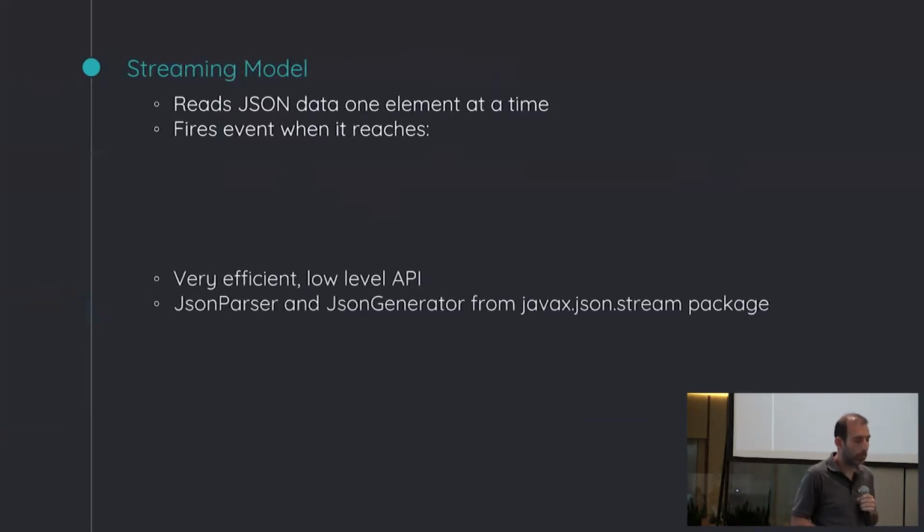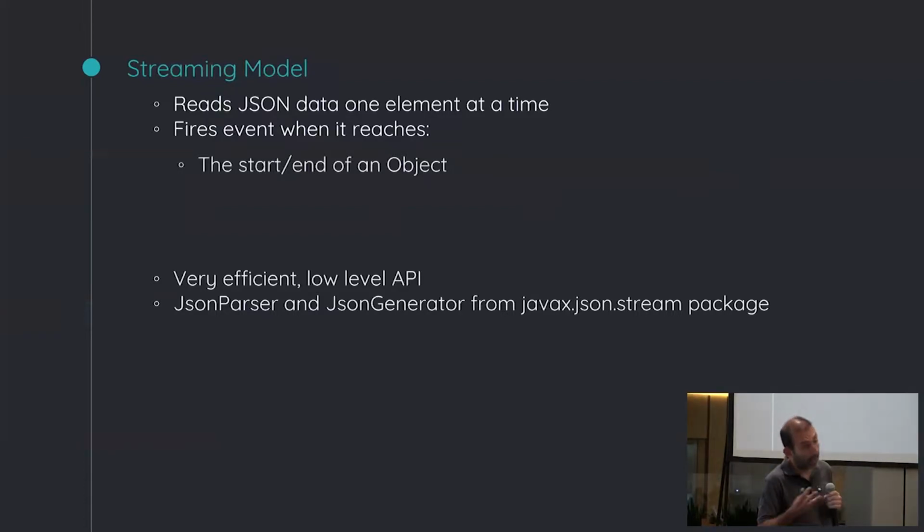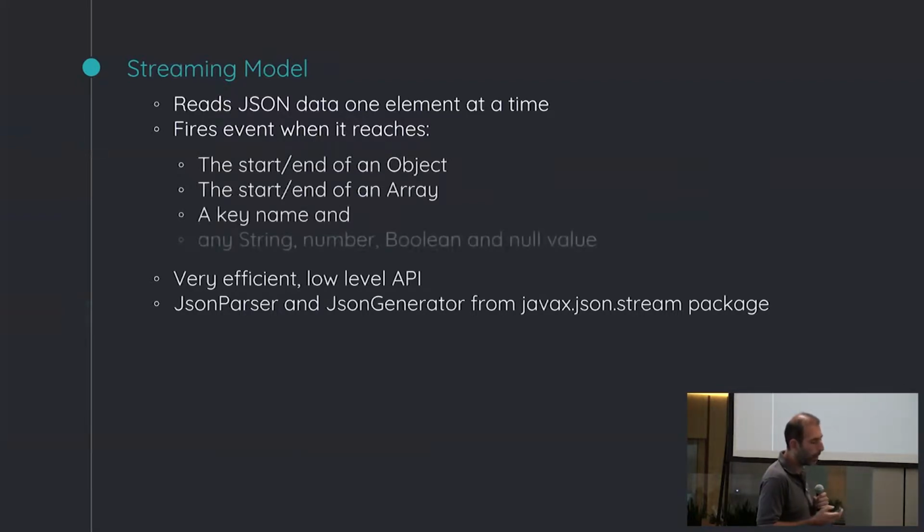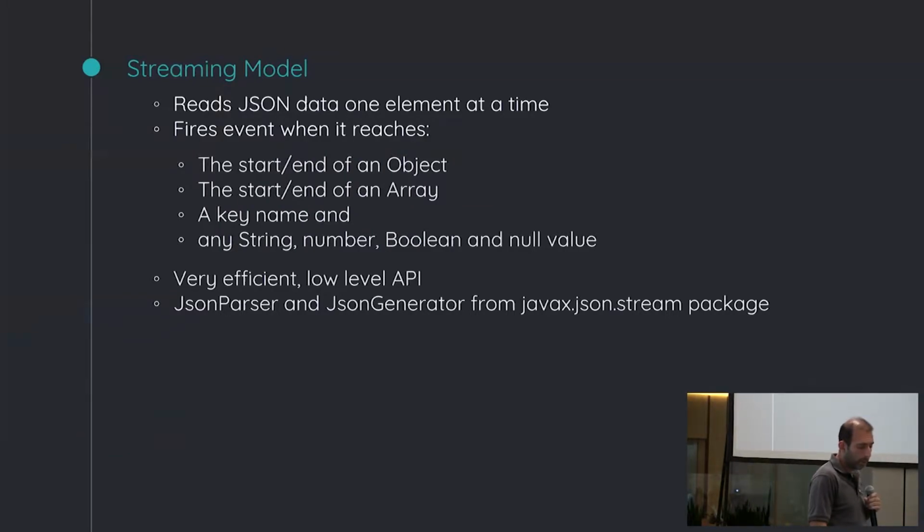The streaming model reads JSON data one element at a time and fires an event each time it reaches one of the following element types. It can be the start or end of an object, the start and end of an array, a key name, and a string, number, boolean, or null value. The parser stops at each event, and it can either process the element or discard it. It moves on to the next event until all elements in the JSON data stream have been parsed.